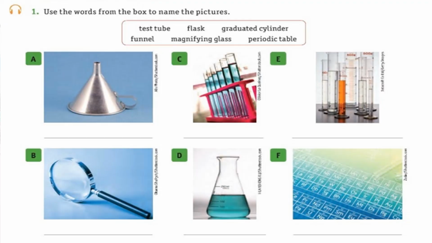Right here, guys, we're going to have specific vocabulary, and we are talking about science. More specifically, we are talking about chemistry, okay? So what are we going to have here? The specific vocabulary that we're going to work with is the following words: test tube, flask, graduated cylinder, funnel, magnifying glass, and periodic table. And then you're going to have letters from A to F.